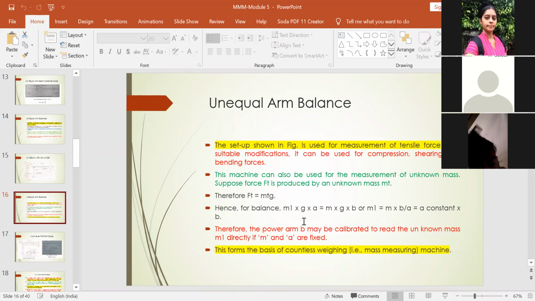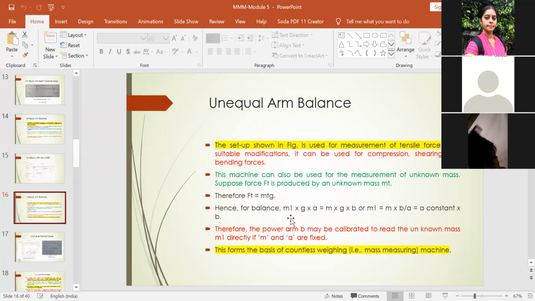By varying the b, again the unknown mass could be determined, and the load arm and the power arm can also be calibrated by using the value of b. So it helps in calibrating at what distance you will get the accurate comparison of the known standard with that of the unknown standard. So this is how an unequal arm balance will be used to measure an unknown mass. Also, it could be used for tensile force. With some modifications, it can also be used for compression, shear, and bending forces.